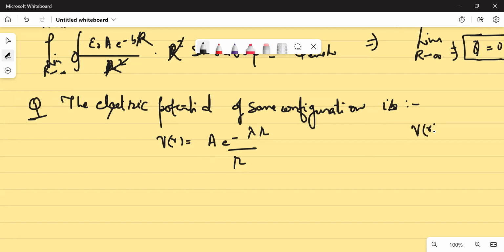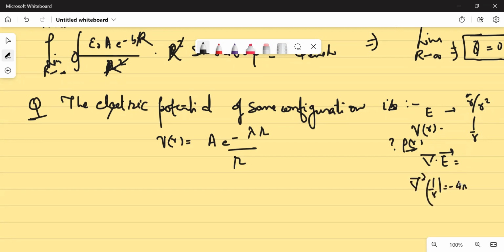Whenever your potential is given as some function of 1 upon r, and the electric field in some way contains the term r cap over r square, you can be quite certain that you're going to meet a Dirac delta function. Why? If you're asked about rho, you're certainly going to meet the Dirac delta function. Because if the electric field is given in the format of r cap upon r square, then del dot E vector would contain this del dot r cap upon r square term. And if your V of r has some 1 over r term, then obviously del square 1 upon r will be minus 4 pi Dirac delta cube of r.